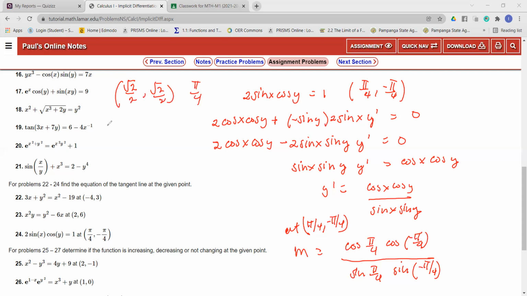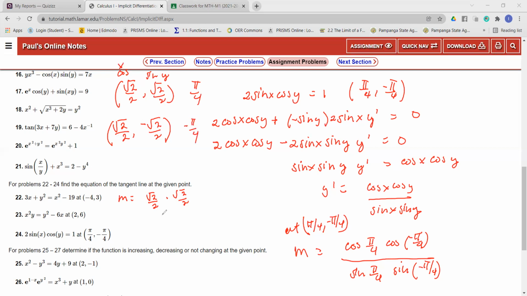Now, for negative pi over 4, since ang negative pi over 4 is in the fourth quadrant, your x is positive and your y is negative. Yan. So, ito yung ating cosine, it's the variable x. At ito yung ating sine, the variable y. So, itong ating cosine pi over 4, that will be square root of 2 over 2. So, ang slope natin ay square root of 2 over 2 for the cosine pi over 4. Tapos cosine negative pi over 4, pareho din siyang square root of 2 over 2. Hindi naman siya magne-negative kasi nandito tayo, this is negative pi over 4.